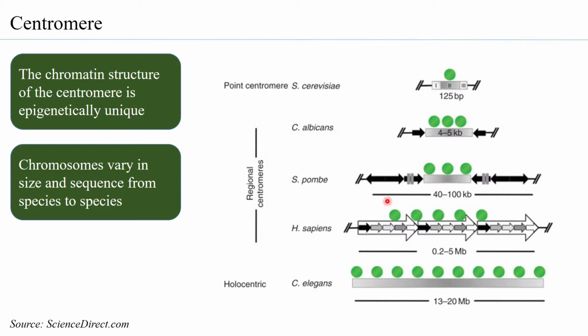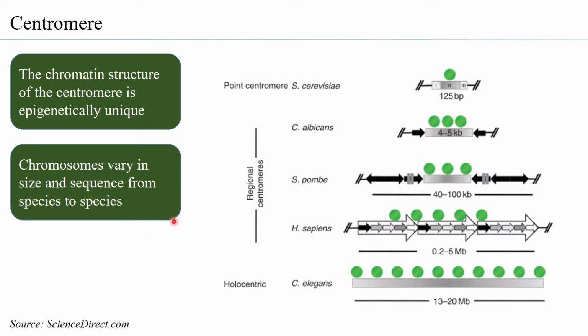In Schizosaccharomyces pombe, you can see how the entire centromere is spaced out from 40 to 100 kb. Homo sapiens also, anywhere between 200 kb to, oh sorry, 5 megabases. So you can see how long a centromeric region it is, and you can see the repeating sequences being present. Interestingly, in C. elegans, you don't even have a very defined region. It is present almost all along a single chromosome, and such centromeres are called holocentric centromeres.